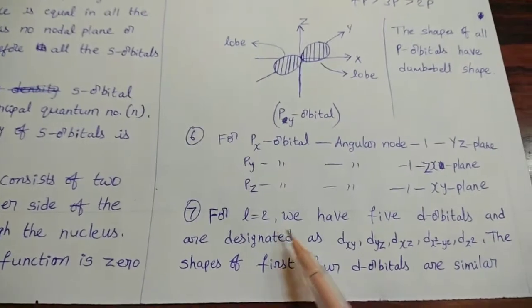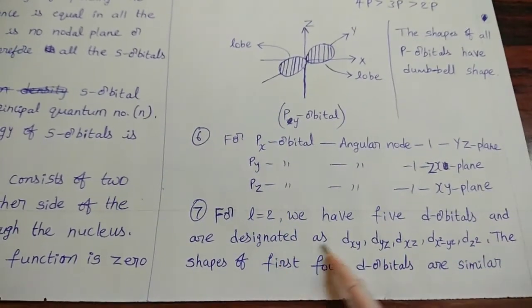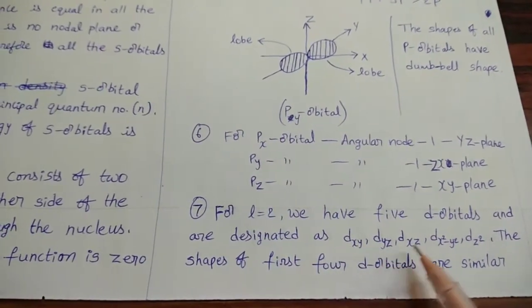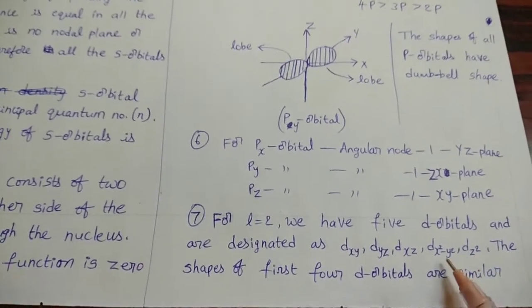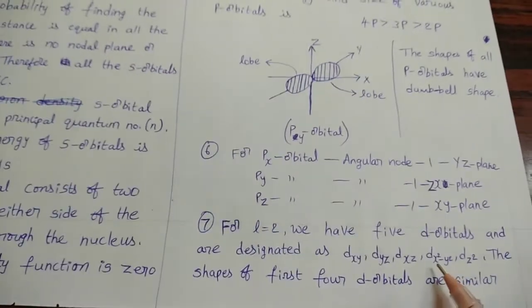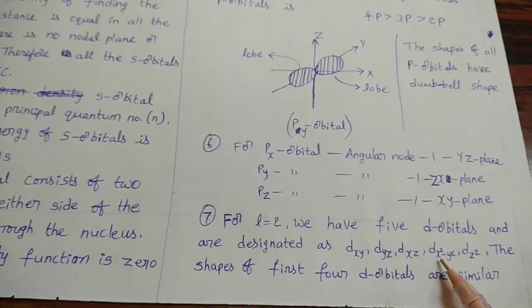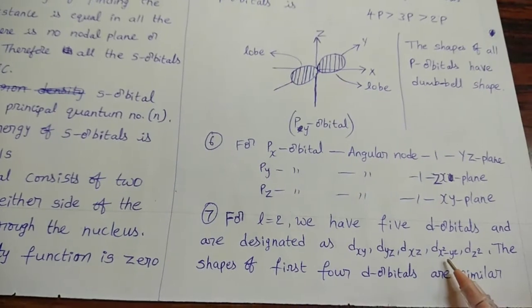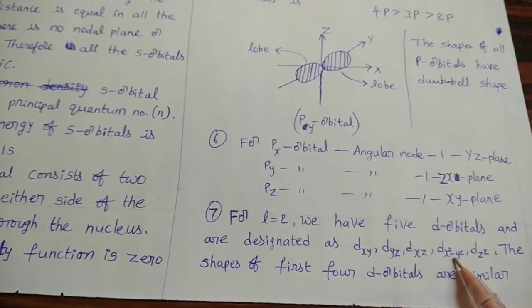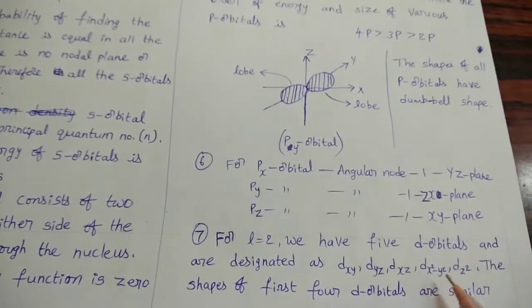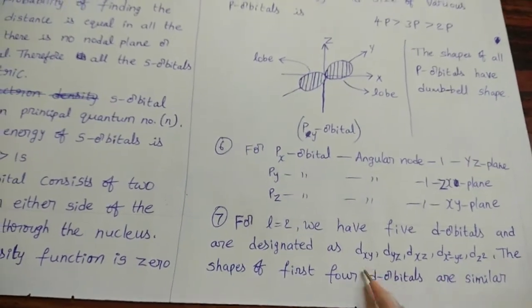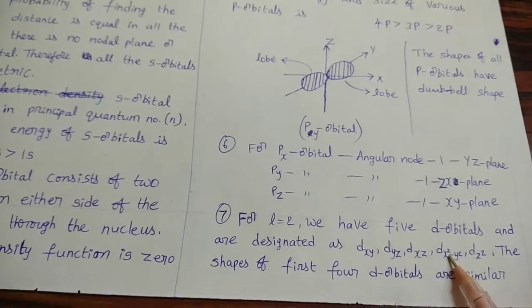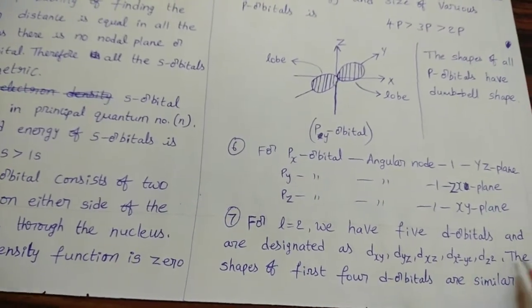Next, for L equal to 2, we have 5 d orbitals, designated as dxy, dyz, dxz, dx square y square, dz square. Remember, some students call this dx square minus y square, but that is wrong. This is not minus, this is a hyphen. Dx square y square. The shapes of the first 4 d orbitals are similar. First 4 means these 4 orbitals have the same type of shapes. Dz square orbital shape is different.